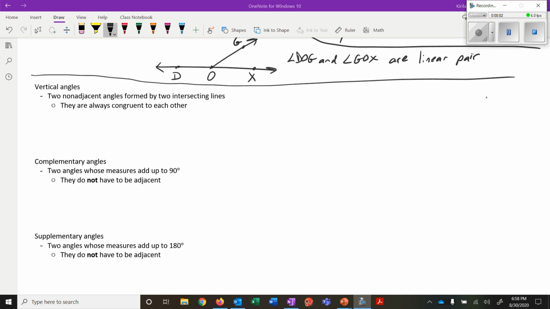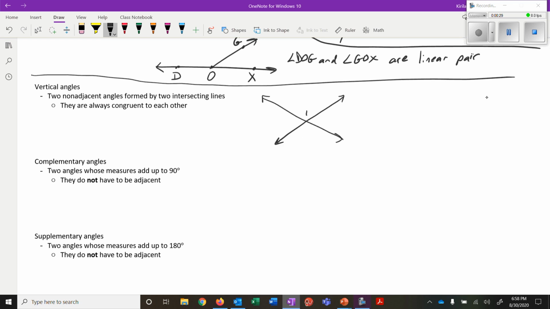So vertical angles for this video are the toughest to describe in words, but one of the easier ones to discuss in pictures. These are two non-adjacent angles formed by two intersecting lines. A lot of people know them when they see them, but when they focus on the words too much, they end up confusing themselves.